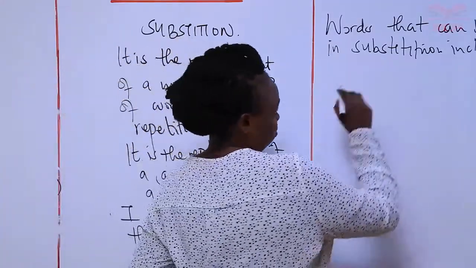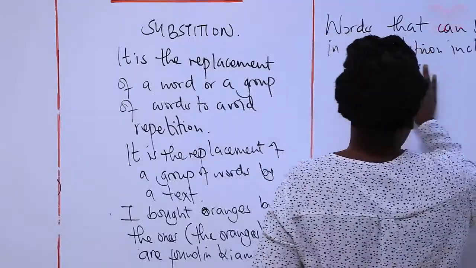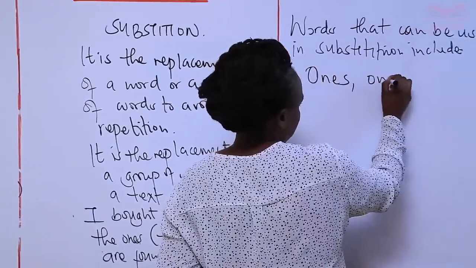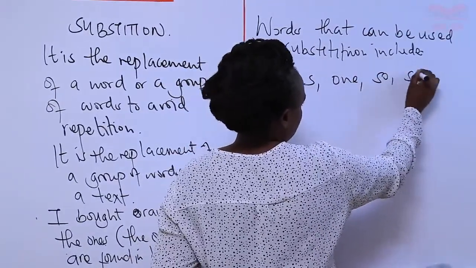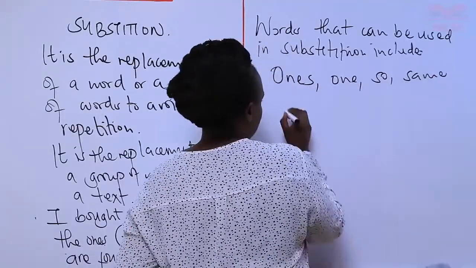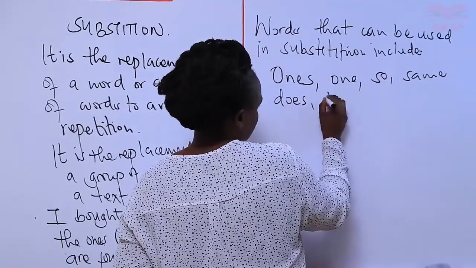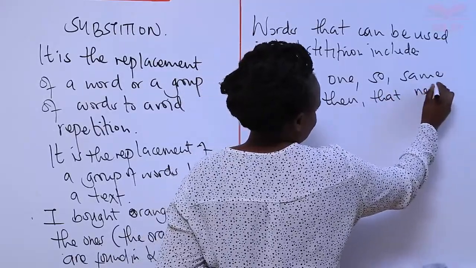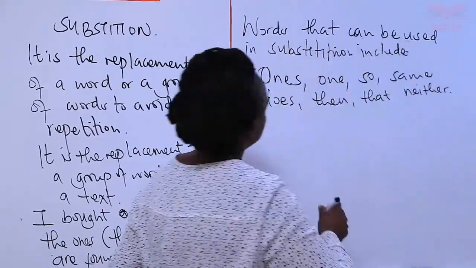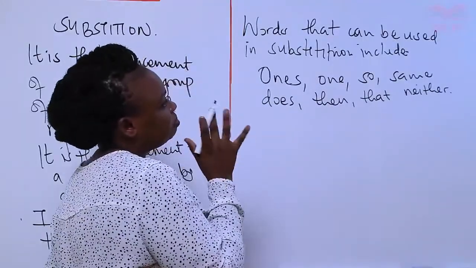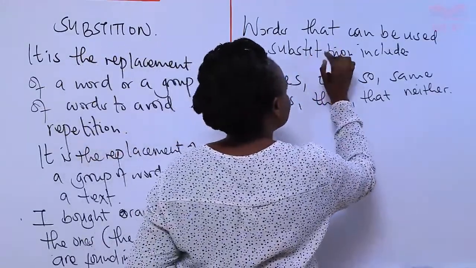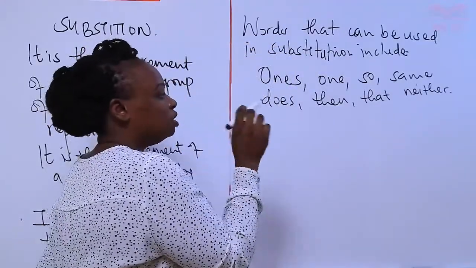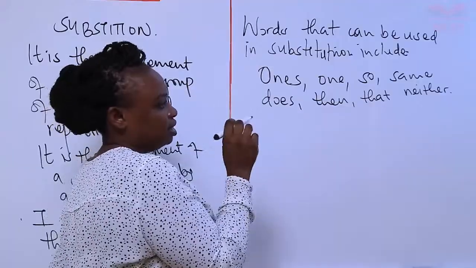So words that can be used to ensure substitution include ones, one, so, same, does, then, that, neither. So we say that words that can be used in substitution include ones, one, so, same, does, then, that, neither.